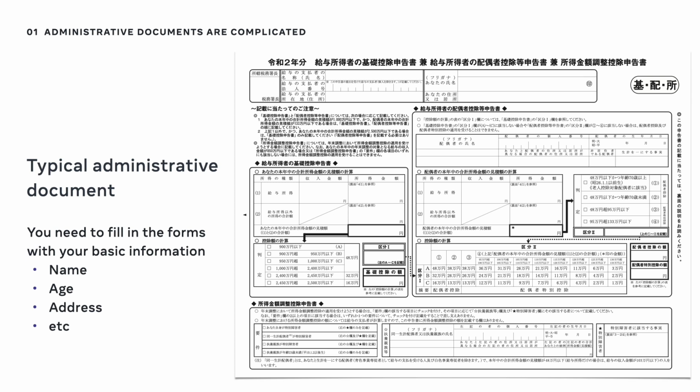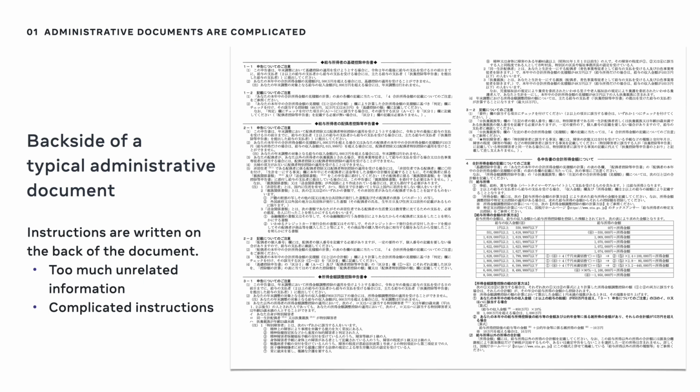This is a very common document in Japan. You have to fill in the form with your basic information such as name, age, address, and various other information for each document. And depending on the document, it may not be clear which information is to be filled in which fields. In such cases, I go to the back of the document to look for the answer.